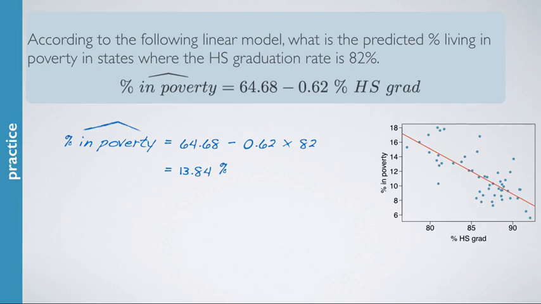So the way we would interpret this number is that this model predicts that in states where the high school graduation rate is 82%, the predicted percentage living in poverty is on average 13.84%. Prediction is a useful and powerful tool, but we want to be careful.